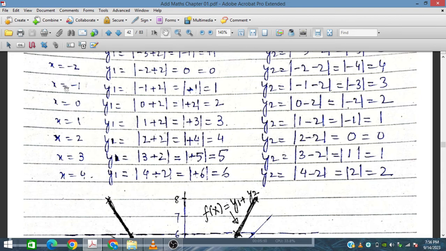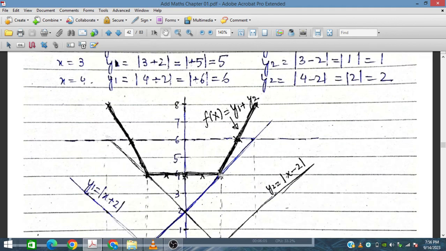The solution is 4. For x from minus 1 to 3, the solution is again 4. For x is equal to 0, it is 2 plus 2, 4. And for x is equal to 1, 3 plus 1, 4. For x is equal to 2, 4 plus 0, 4. So in this region, this graph is 4, and afterward these two graphs are added and we compare this. So the resultant graph is this.